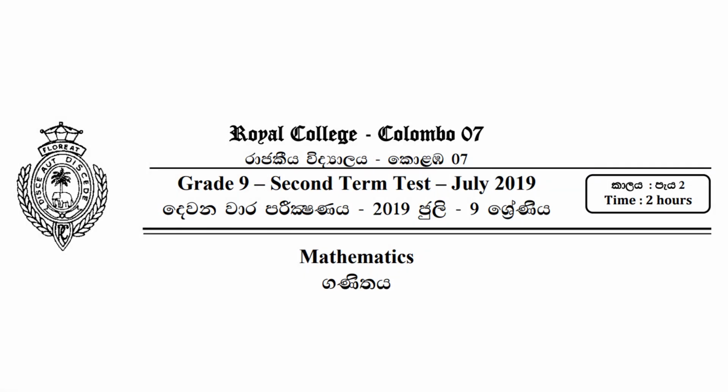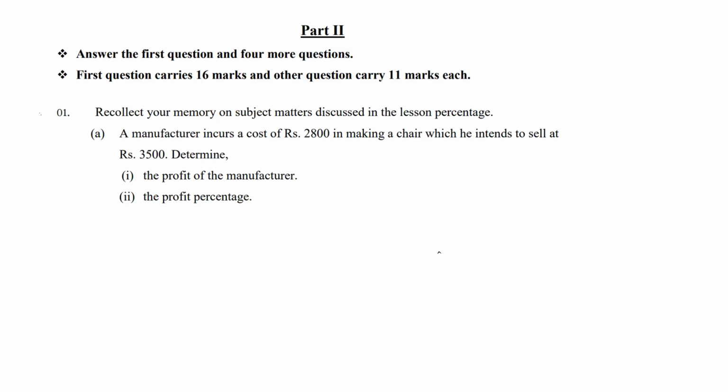Right, this is of the Royal College. Let's see the first question. As usual, when you are going to answer a paper, you must read the paper, decide which questions you are going to answer, and understand the paper. First you must read all the instructions. So this is: answer the first question and 4 more questions. The first question carries 16 marks and the other questions carry 11 marks each.